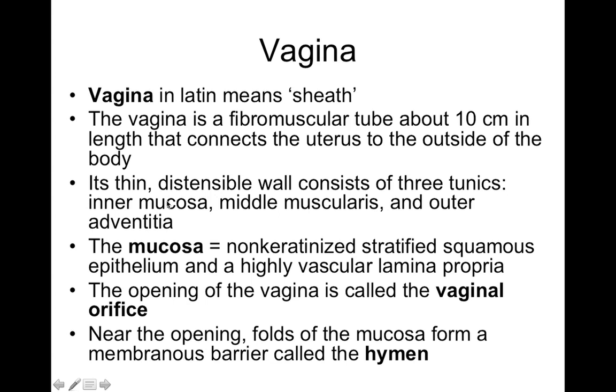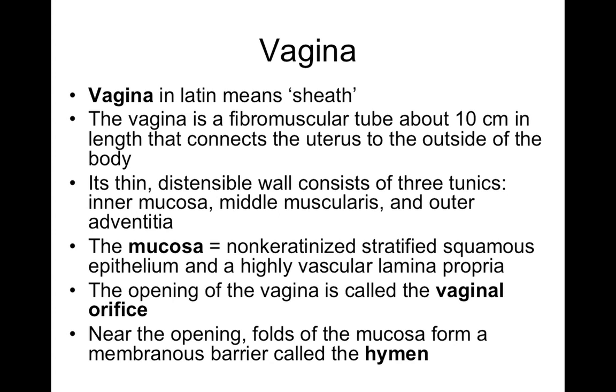You've got a mucosa, which is the non-keratinized stratified squamous epithelium. You've got a muscularis there as well, which is also smooth muscle, and an outer layer of adventitia, which is effectively just a dense fibrous tissue. Now, our mucosa is this non-keratinized stratified squamous epithelium. It also has a highly vascular lamina propria to nourish the epithelium. But as a non-keratinized stratified squamous epithelium, it's tough, but it's non-keratinized, so it's not waterproof, which means it's a mucous membrane.